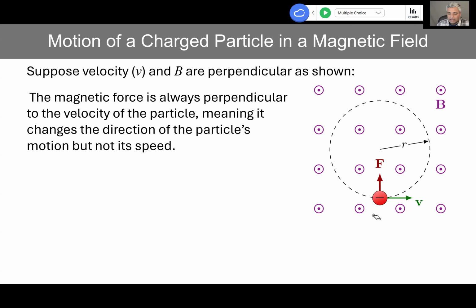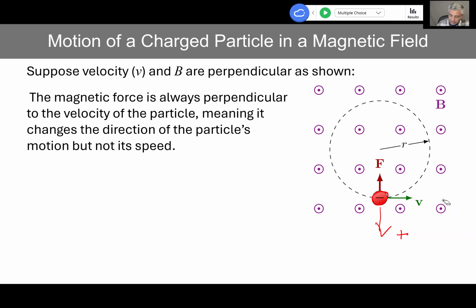Use your hand, point your fingers in the direction of V, and then your palm should be pointing out, because the field is coming out of the screen. Then curl your fingers. It looks like your finger should go down in this case. That would be for a positive charge, but this being negative, I have to reverse that. So that's why this is up.